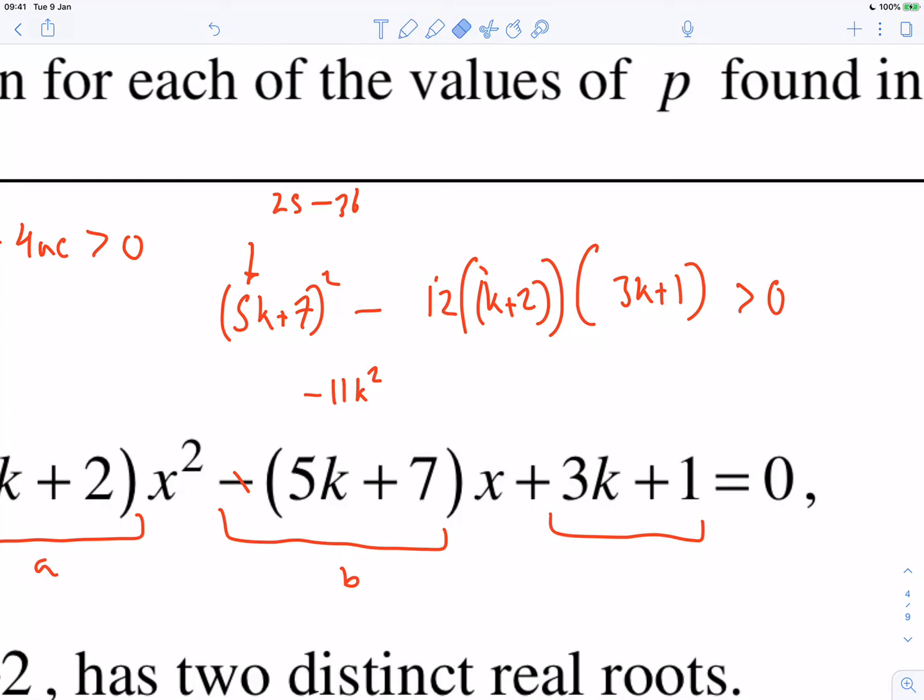Now let's consider the k terms. Well, 5k times 7 is 35. Double that is going to be 70k. Minus, and then the k terms here, we're going to have a 3k times 2, which is 6, plus a 1, which is 7. 12 times 7 is 84k. So 70k minus 84k, I believe, is minus 14k. Good. And then the number terms, I'm going to have 7 squared is 49, minus 12 times 2 times 1 is 24. 49 minus 24, I believe, is 25.